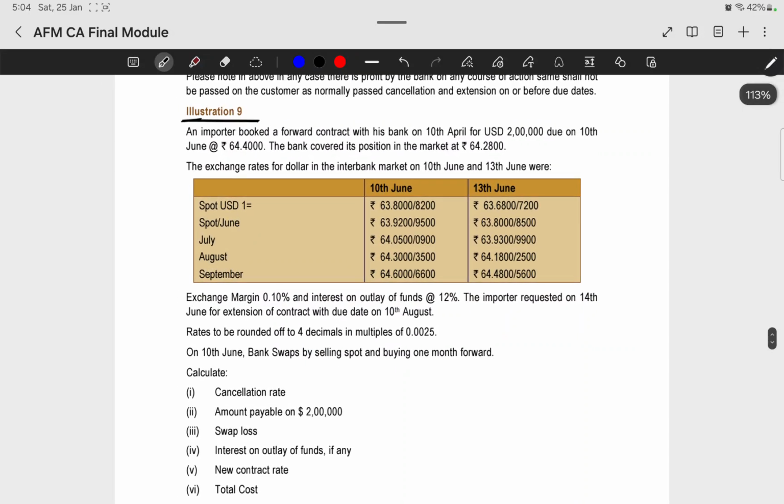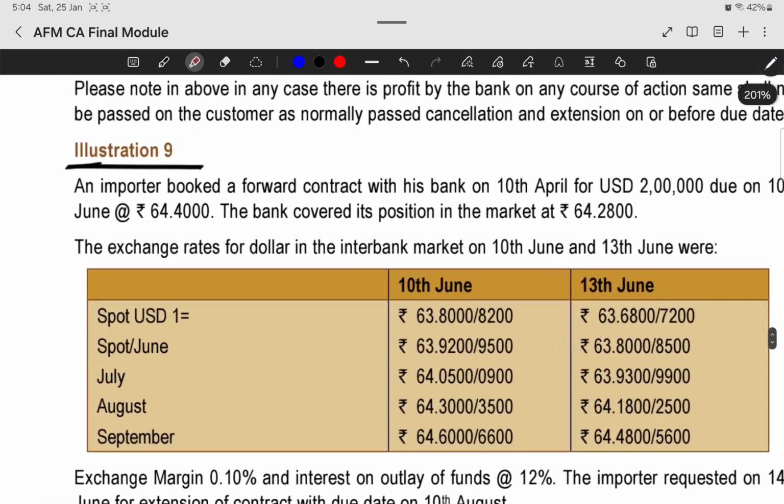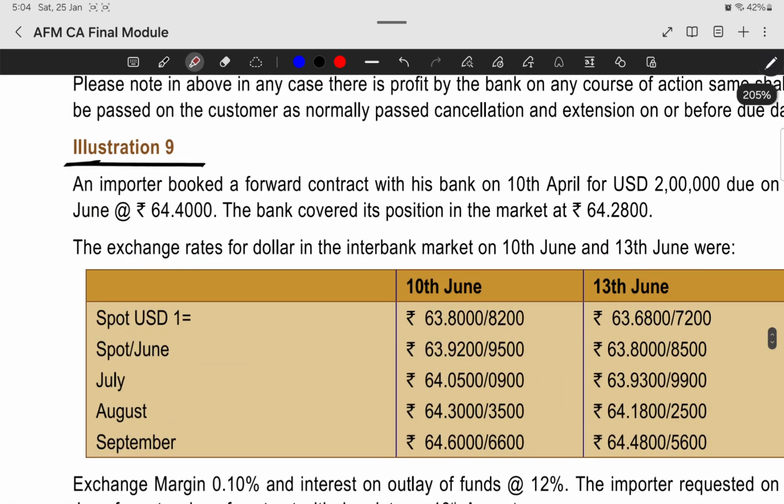Illustration 9 of the chapter. You'll read along with me. This is a question which comes in very handy. Let's just say an importer booked a forward contract with his bank on 10th of April for USD 200,000. Pause there, think about it.